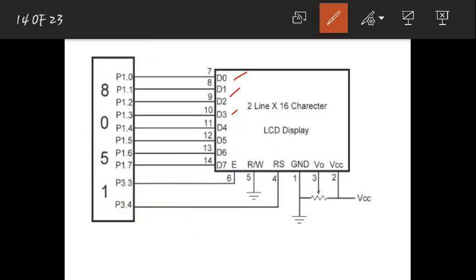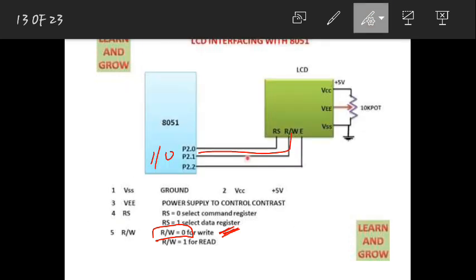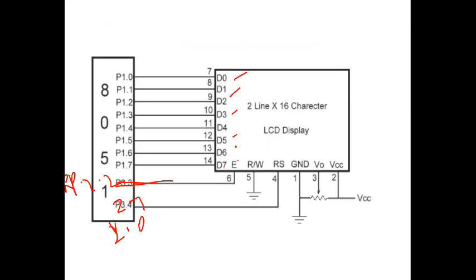Okay, so here what you need to ignore in this picture is, consider all these 8 data pins connected to this port 1. Then this enable pin, according to the previous slide, is connected to P2.2. Next, RS is connected to 2.0, and R/W is connected to 2.1 according to the previous slide. If you have any doubts, you can see here. R/W is connected to 2.1, RS is connected to 2.0, E is connected to 2.2. The same thing I have done here.